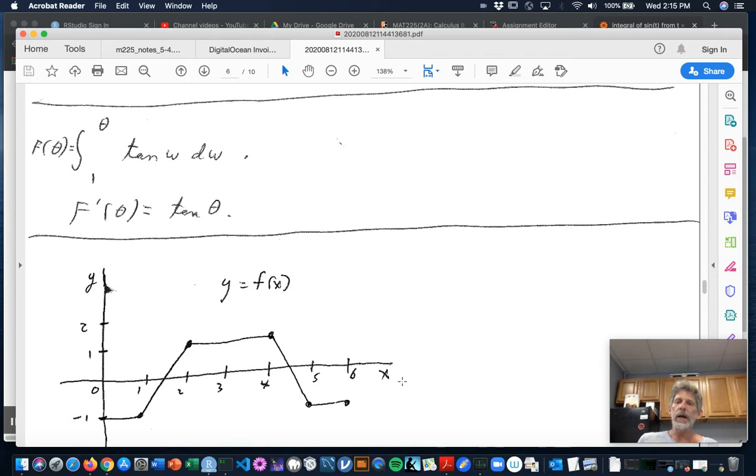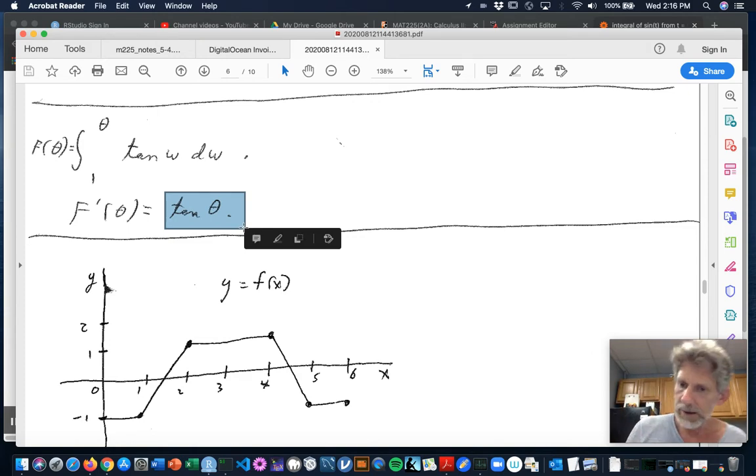Just want you to keep in mind what you call variables is unimportant. The variable of integration could be a t, it could be anything you like. Here it's a w. And the variable for your upper limit doesn't have to be an x. It could be anything you like. Here's a theta. So we've got an area under the curve function of some variable theta. And the derivative would just be the integrand where you stick in the upper limit variable.